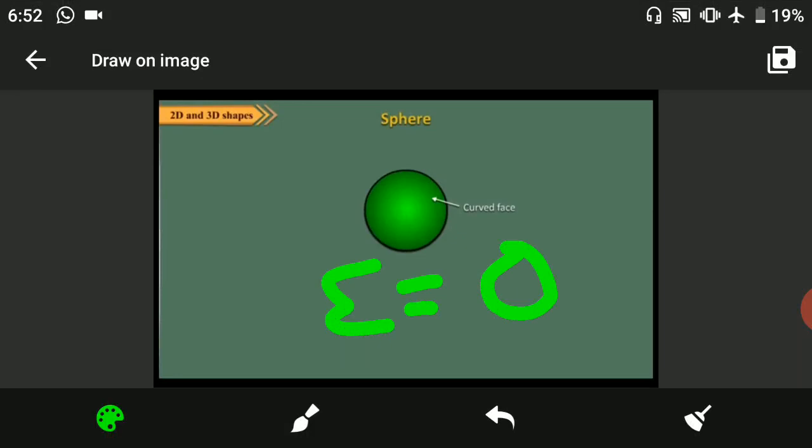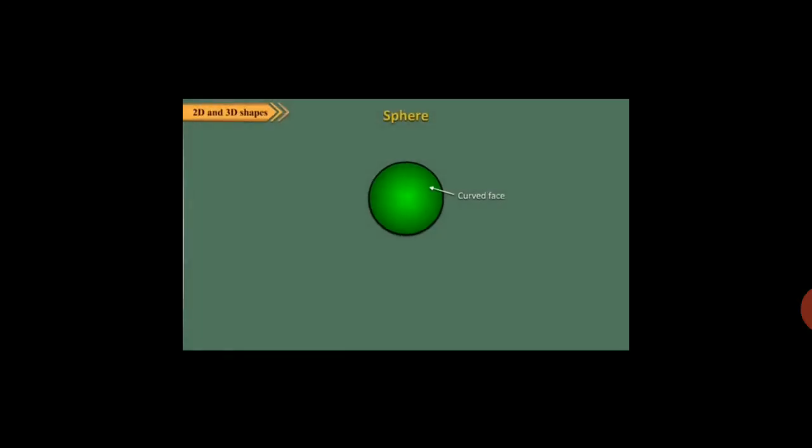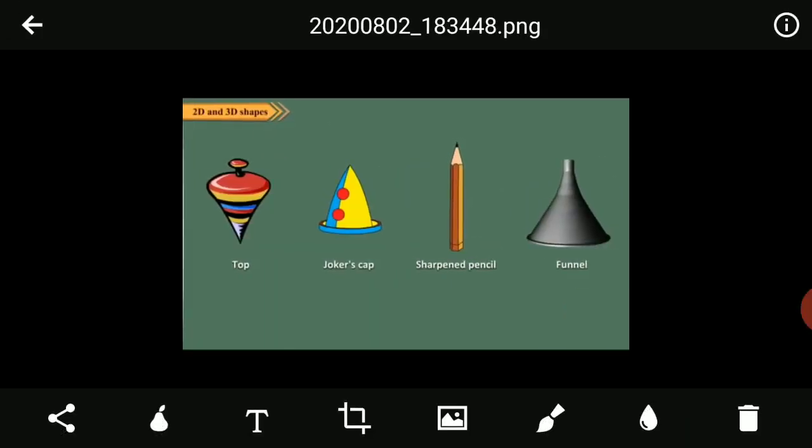So edges are 0. You can also complete question number 3 in the book also. And now, how many vertices? Vertices mean corner. Is there any corner? No. So vertex is also 0. Face. It is having one face and that is curved one. So plane face you will write 0 and curved face is 1. So curved face is 1. Clear, students? Now see this one example.